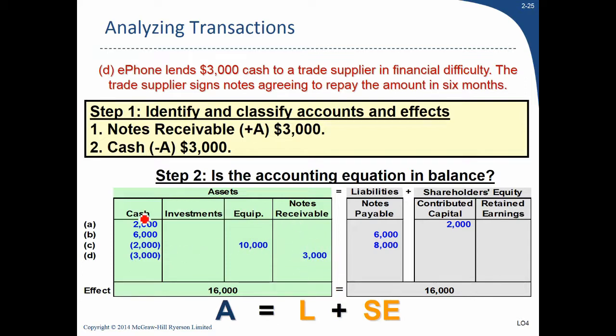Notice how this was just an asset movement. There was no impact on the right-hand side of the equation. But in this case, cash went down, notes receivable went up, assets stayed the same at $16,000.